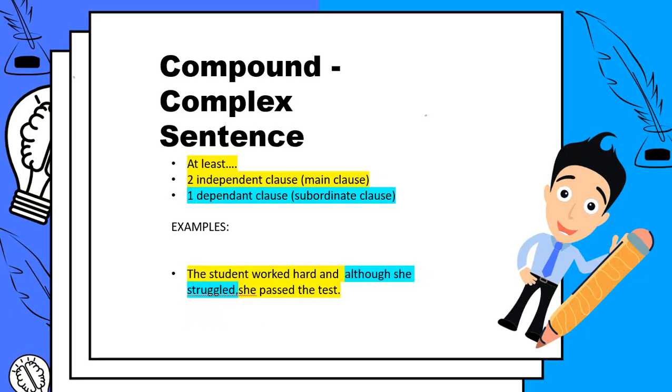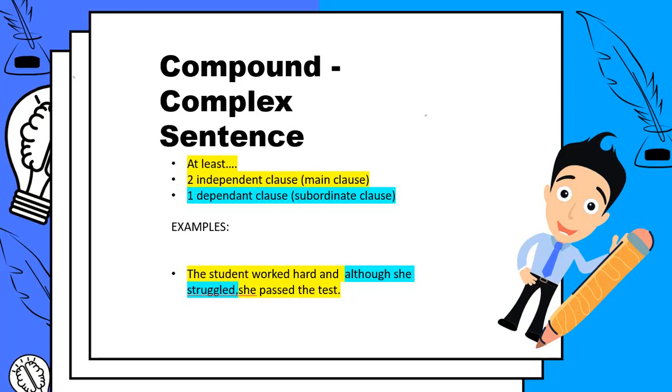Now we have a compound complex sentence. It is more or less the same as a complex sentence. The only difference is we use two independent clauses, two main clauses, and one subordinate clause. So a compound complex is we have more than one independent clause. And we can put it in whatever order we like. We can play about with the order of dependence, independence, as long as we have two independents and one dependent clause.